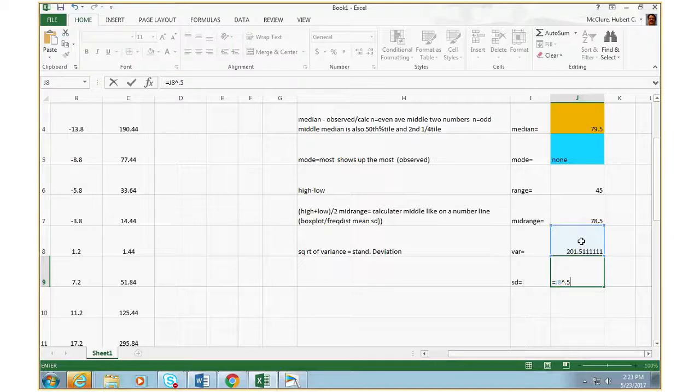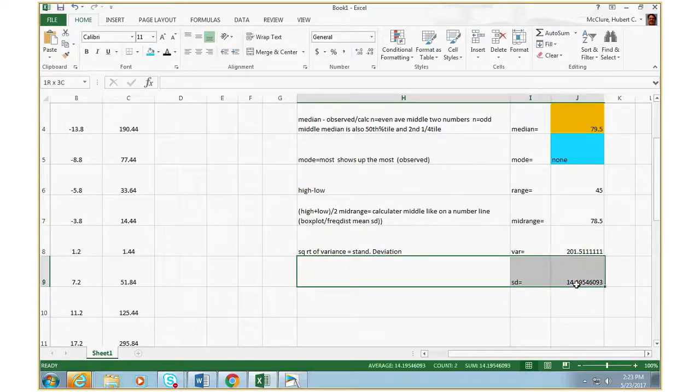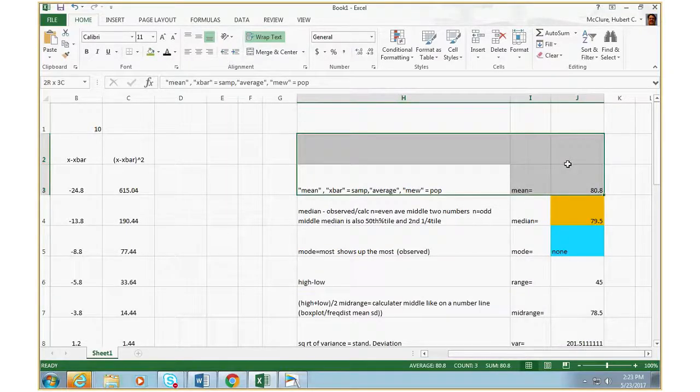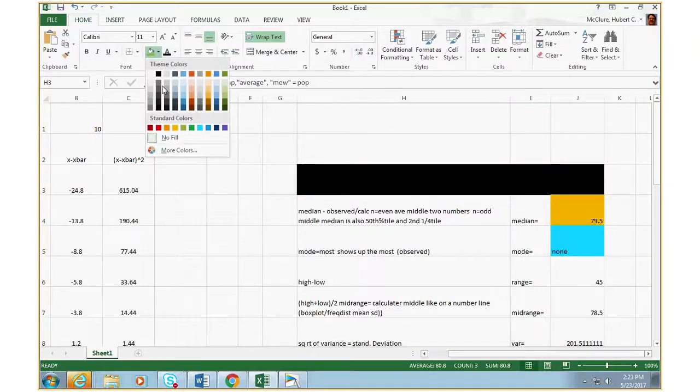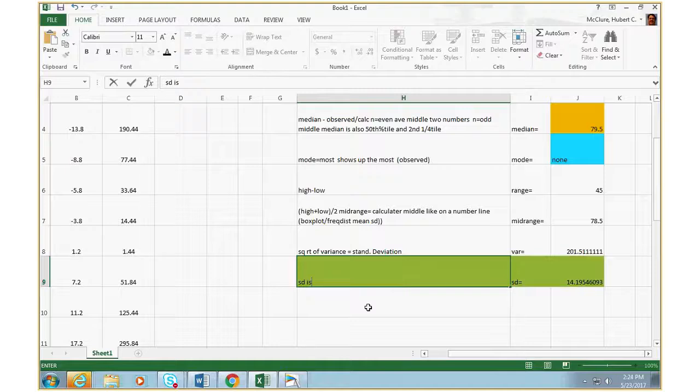And I got 14.2. Check, see what y'all get. Now, out of all the numbers that are important, that would be this number and this number. Standard deviation is very important. We're going to talk about that when y'all come back.